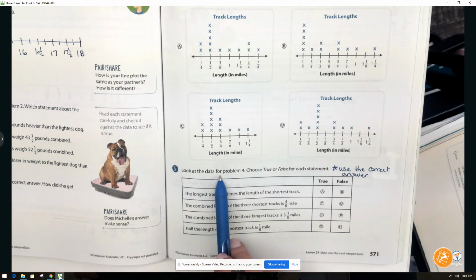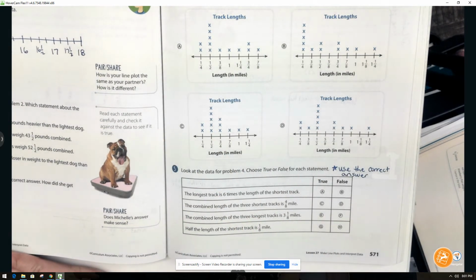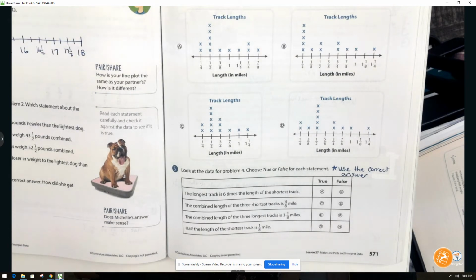Number 5 says we're going to look at whichever one was right, whichever one you got correct. So if I were you, I would maybe check in with your teacher after you do this problem. If you're in my class, you just need to unmute yourself and double check that you know which one the answer is, because once you know which one the answer is, then you're going to use that information to tell me whether or not each of these statements are true or false.